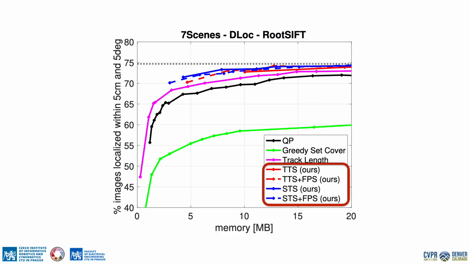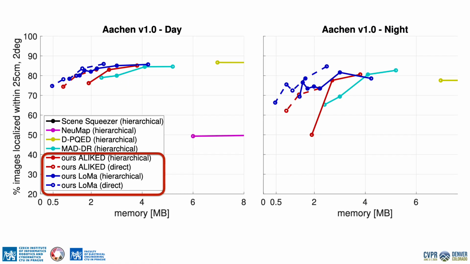As you can see, our methods offer a better pose-memory consumption trade-off than prior work, and this also holds for other scenes. We also integrated our compression approaches into both a hierarchical localization pipeline and a pipeline that directly matches 2D features and 3D points without image retrieval.